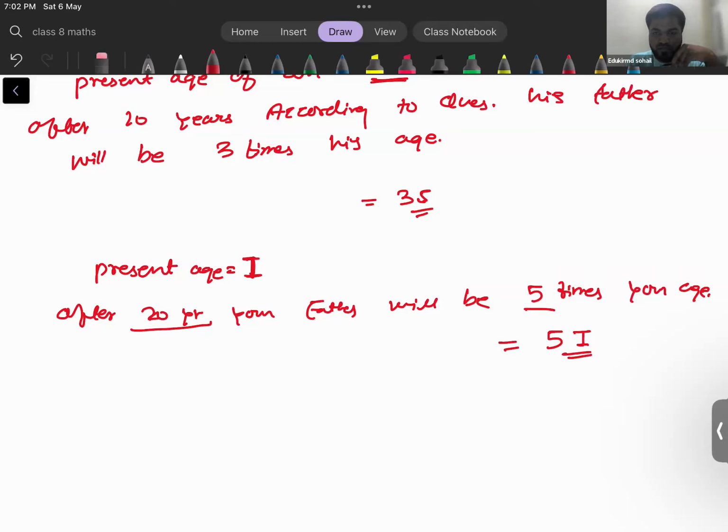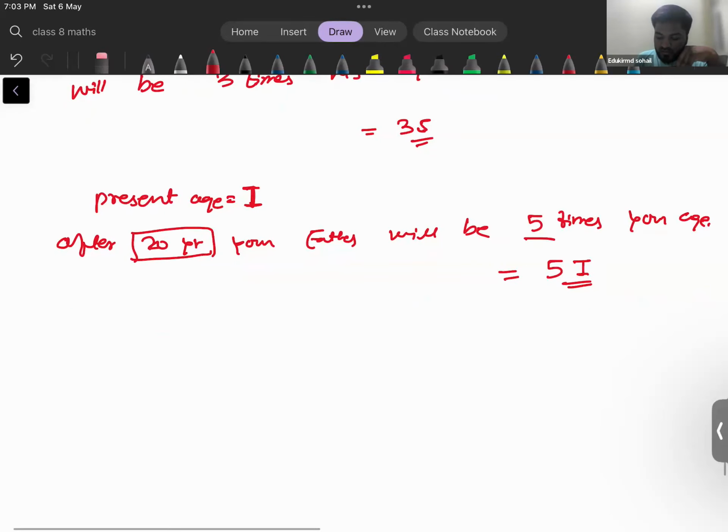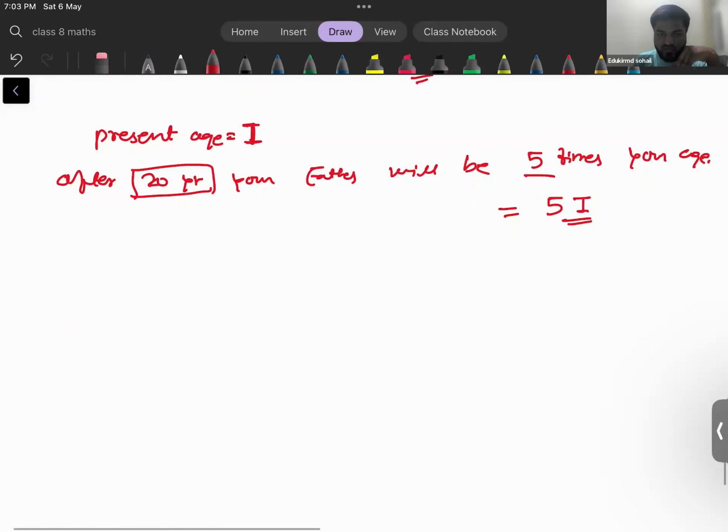Yeah. So it will be 5i and then it will be equal to 20 years? No, that is not going to be 20 years. Here, 20 years is just denoting a time period. It could have simply said that after some years, your father's age is going to be 5 times. So here, instead of saying after some time, I took 20 years. We do not include the time period.